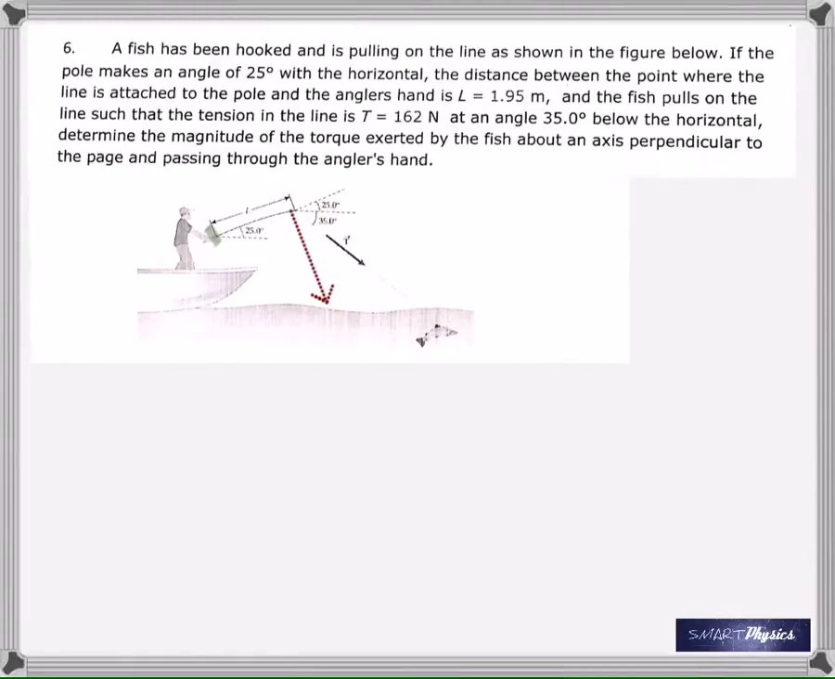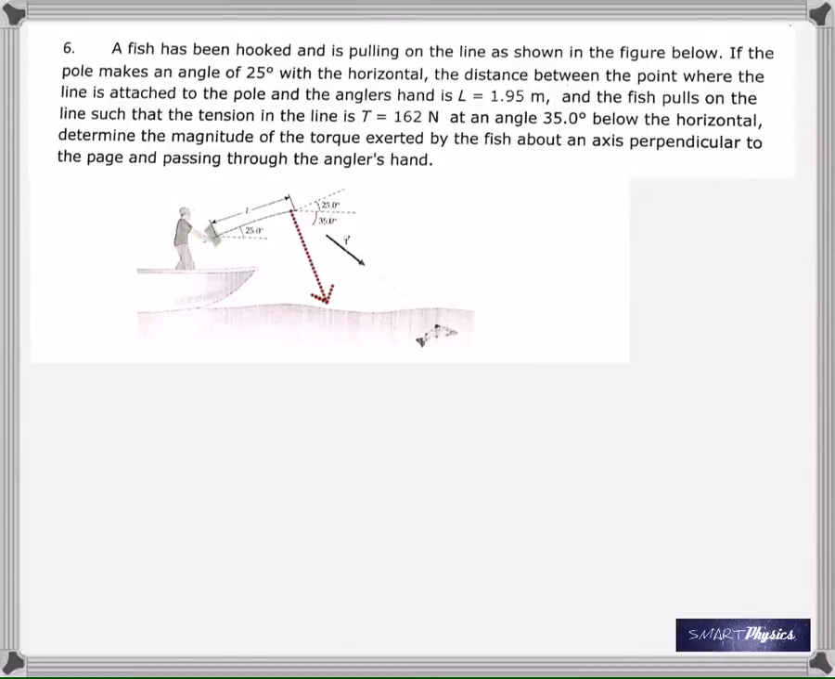You're asked to find the magnitude of the torque exerted by the fish about an axis perpendicular to the page and passing through the angler's hand. So you have to calculate the torque here. And the fish is pulling this way. You see that? Which means you have to resolve this into two, the perpendicular and the parallel. Now the reason why we have to do that is, to calculate torque, you need the perpendicular force with the distance. Again, the perpendicular force multiplied by the distance gives the torque.